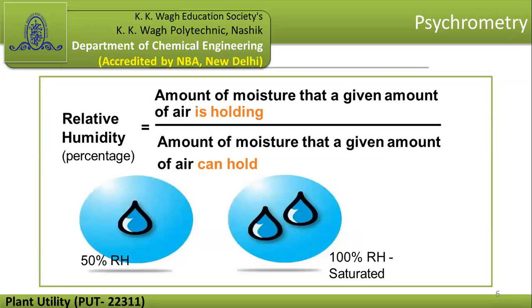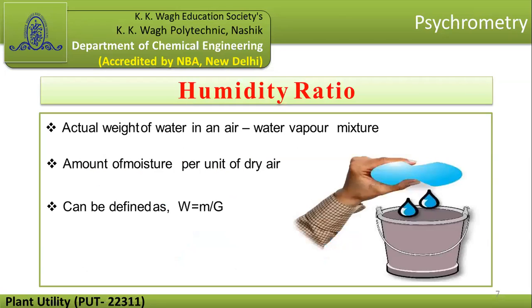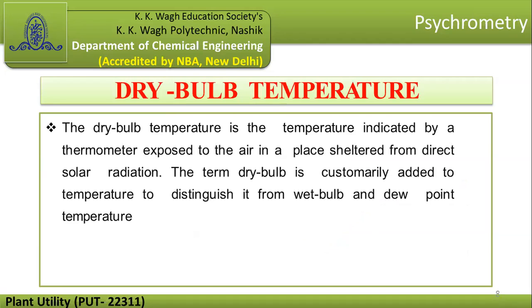Next is relative humidity. Relative humidity is always shown in percentage form, and it is the ratio of the amount of moisture that a given amount of air is holding to the amount of moisture that a given amount of air can hold. Next is humidity ratio. Humidity ratio is the amount of moisture per unit of dry air. It is denoted by W and it is equal to m by g.